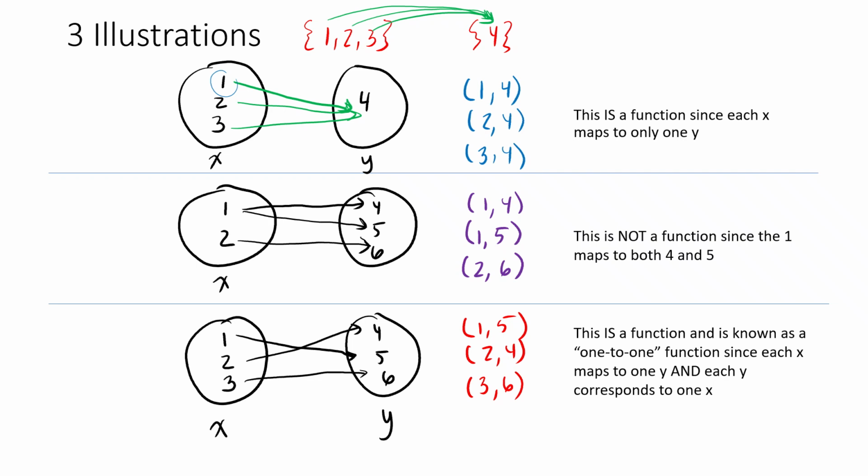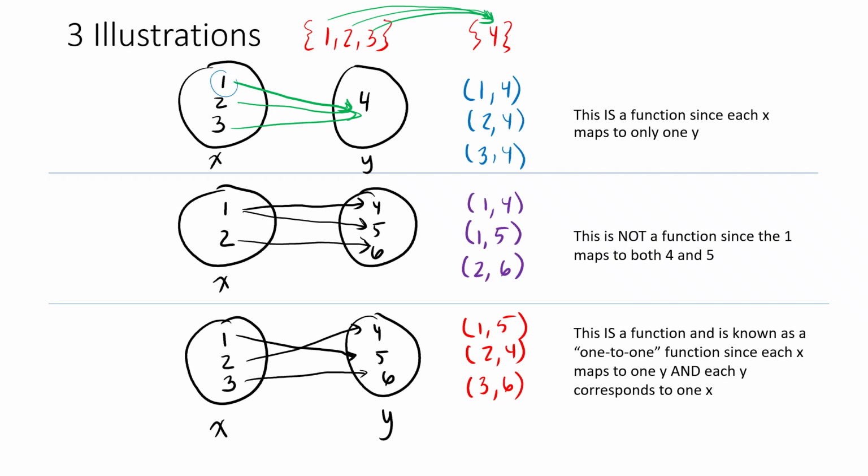If I ask, what does the 1 map to? Everybody's going to say 5. What does the 2 map to? Everyone's going to say 4. Okay, it's a special kind of function. It's just known as a 1-to-1 function since each X maps to one Y, and each Y, I don't want to say the Y's map to an X, but each Y corresponds to one X. In other words, it goes both directions, that oneness.